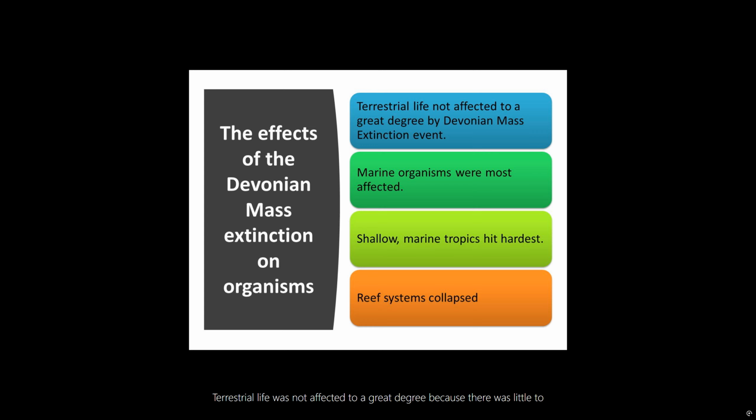Terrestrial life was not affected to a great degree because there was little to no faunal life on land, and plants on land would not have been affected by marine events. Marine organisms, especially shallow marine tropical organisms, were hit the hardest, and entire reef systems collapsed.